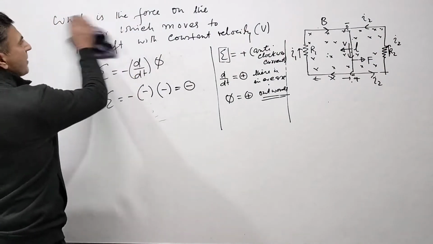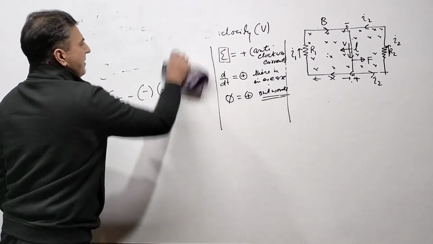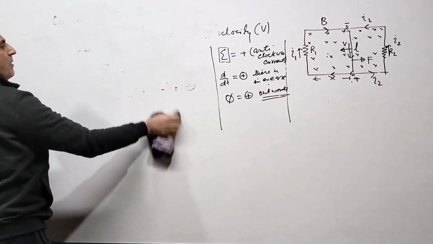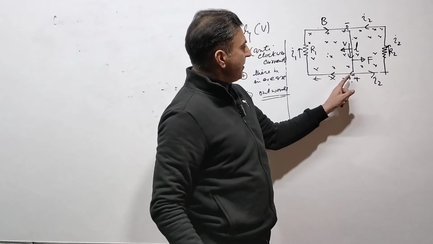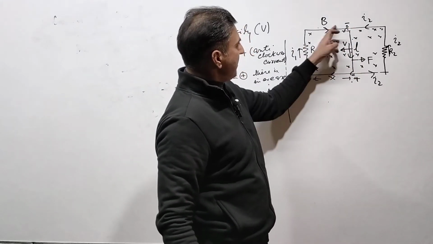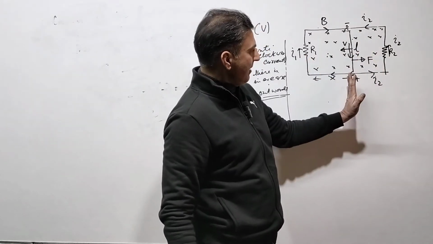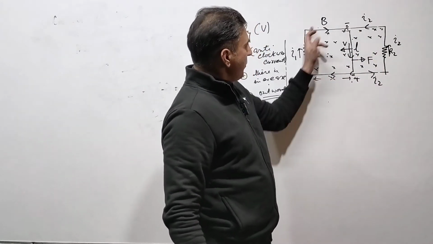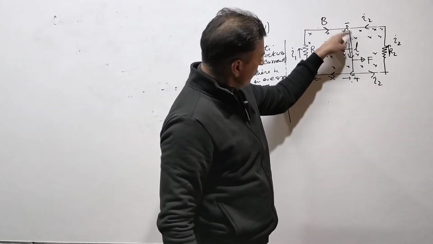Okay. Now, what is the induced EMF? With the slider going to the left, there is an induced EMF; this becomes positive, this becomes negative, sends current like this, and it sends also current like this. These two resistors are in parallel. So I1 flows through this part and I2 flows through this part, and both the currents flow downwards through the wire.